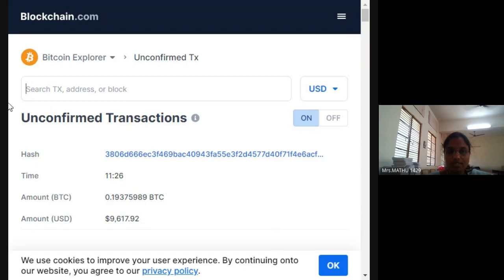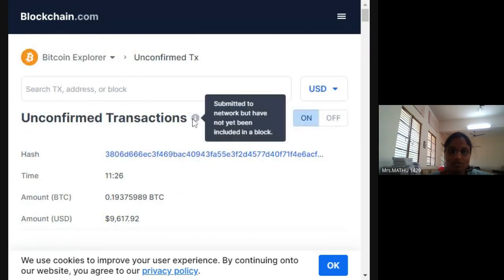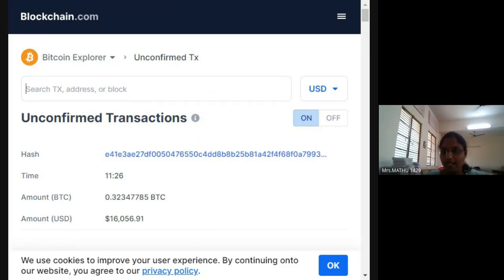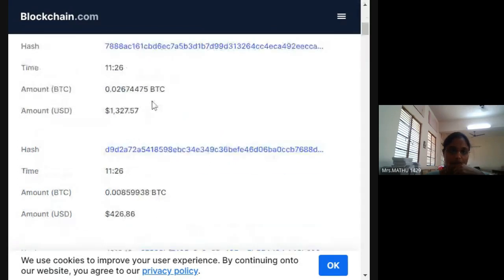These are all the unconfirmed transactions. You can see here, submitted to network but have not yet been included in a block. So all these transactions are just now happening. As you know, after a transaction has happened, before it is added into the block, it should be validated by the miners. So all these transactions shown here are unconfirmed transactions. That means they are not yet mined or validated and added into the block. You can just go and explore it.